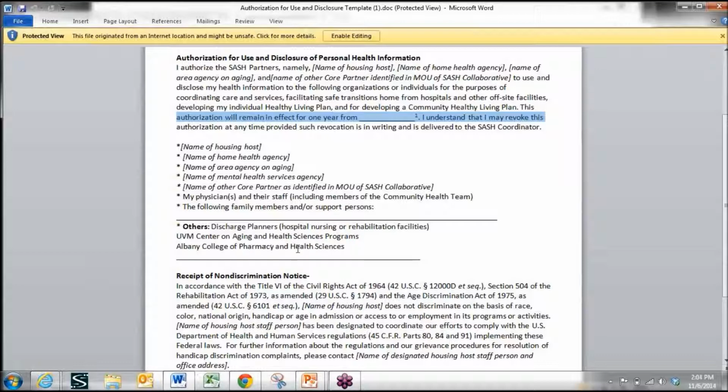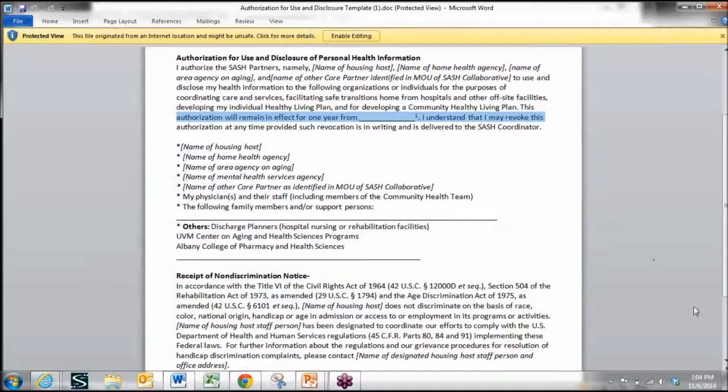We also have the Albany College of Pharmacy listed because in the summer we use pharmacy students that come and do community rotations with us, primarily in Chittenden County, although some in Franklin County, and they help do medication reviews and educational sessions. So you can personalize this to your region, is my point. But again, it's completely up to the participant who they want here.